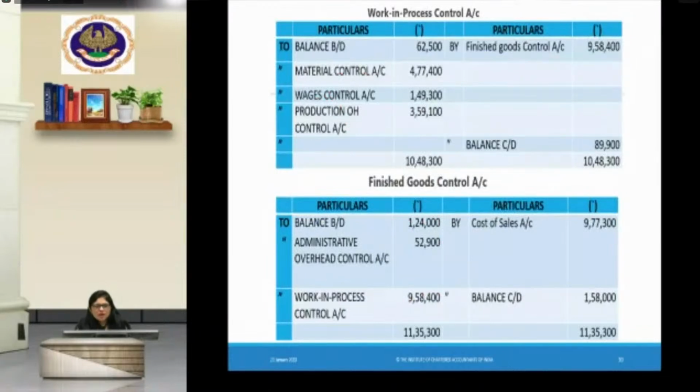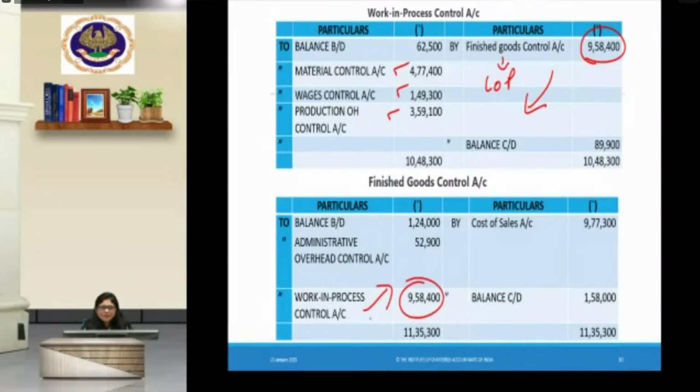WIP control account. So WIP control account, these are the direct material, direct labor, and these are indirect factory overheads. And it has gone to finished goods control account. This is nothing but cost of production. It is transferred to finished goods control account. If you can see here, it is coming from finished goods control account, this amount. All right. And this balance CD is unfinished goods, stock of unfinished goods.